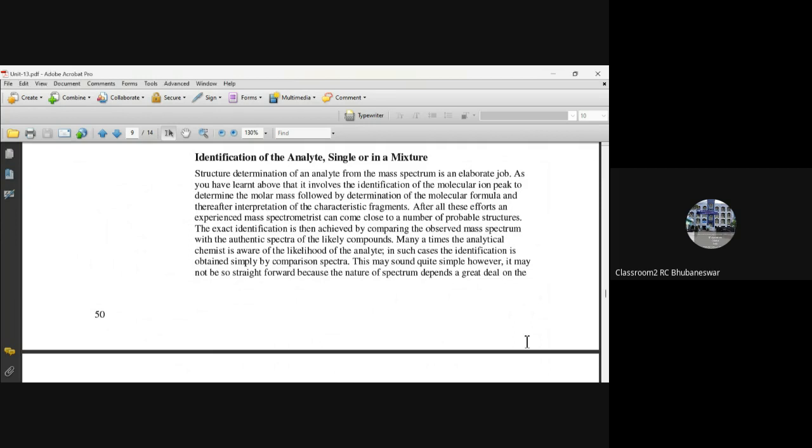Okay, fine then. So, identification of the analyte in single or in a mixture. Just a minute. Let me take some water. Okay. We have one more unit also. But it's okay, because once you understand the concepts, then you can move on with the structural elucidation.